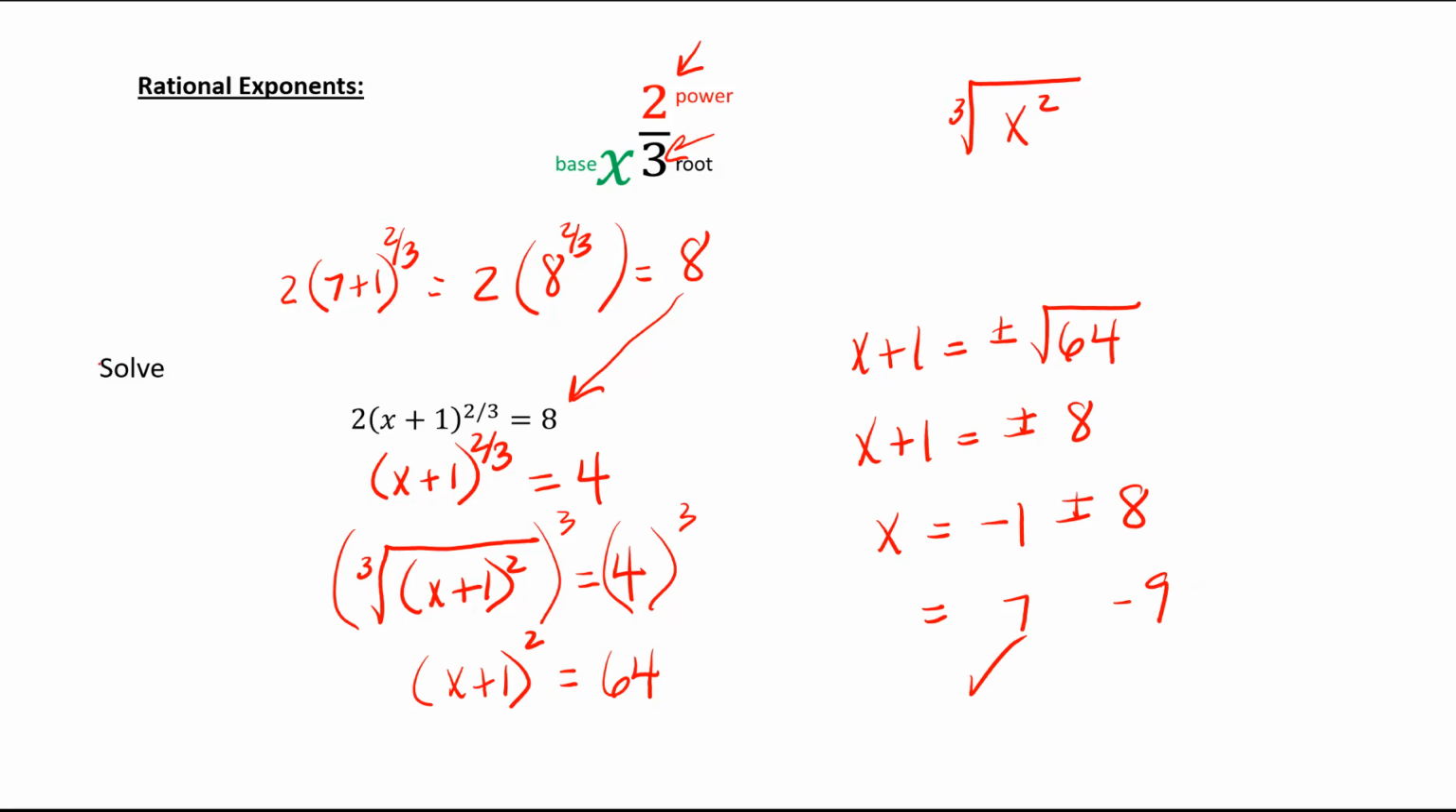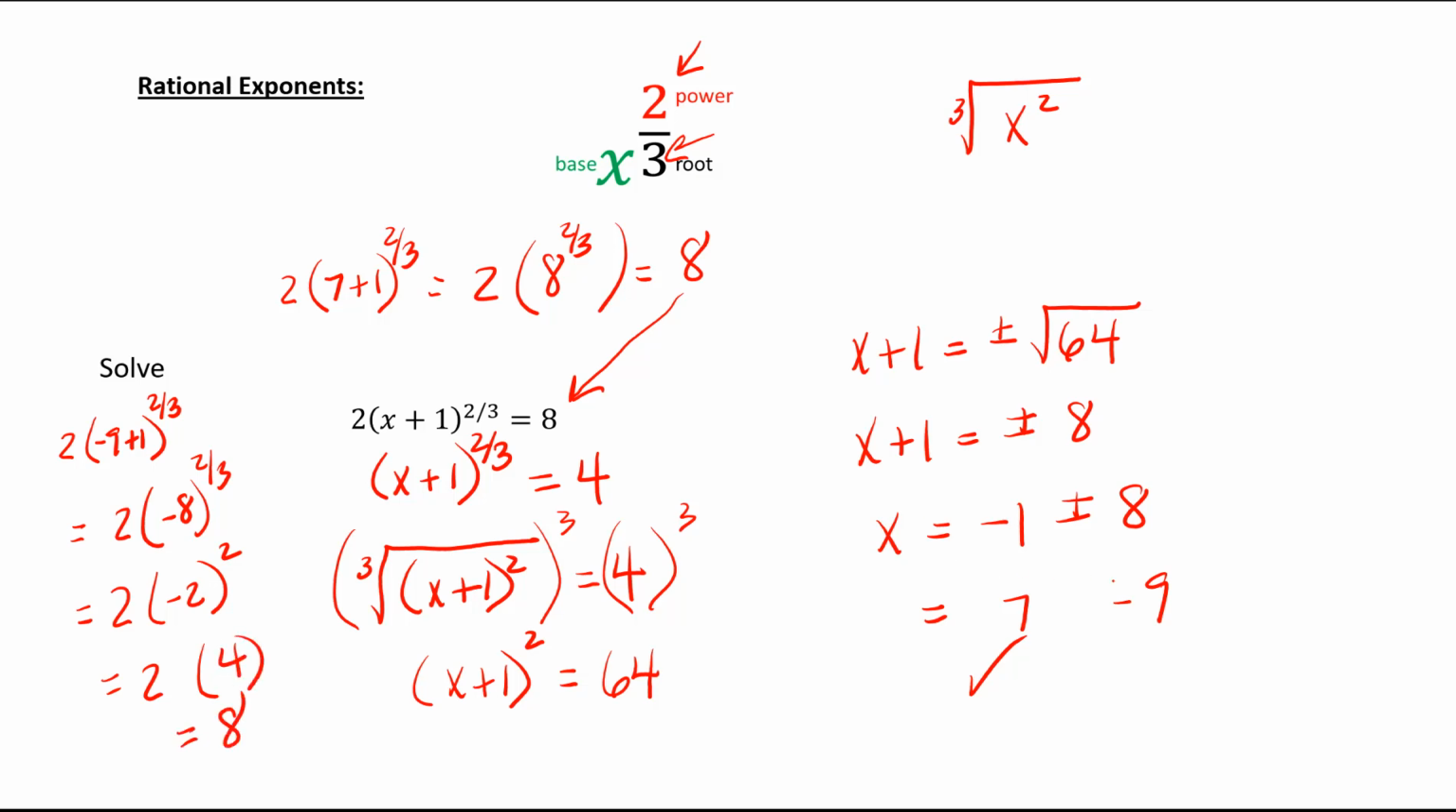Let's try negative 9. If I go back to the original equation and I put in negative 9, I'm going to have 2 times (negative 9 plus 1) to the 2/3 power, and that's going to be 2 times negative 8 to the 2/3 power. The cube root of negative 8 is negative 2, and then I'm going to square that. So that's going to be 2 times 4, which is also 8. So both of these work. So the solution set is 7 and negative 9.